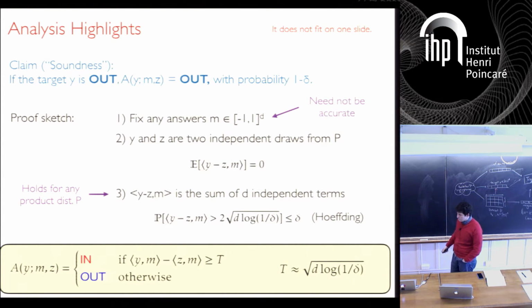Okay. All right. So soundness, very simple. So we don't falsely accuse people. You can set delta to be very small. So if we say you're in the data set, you better be in the data set.